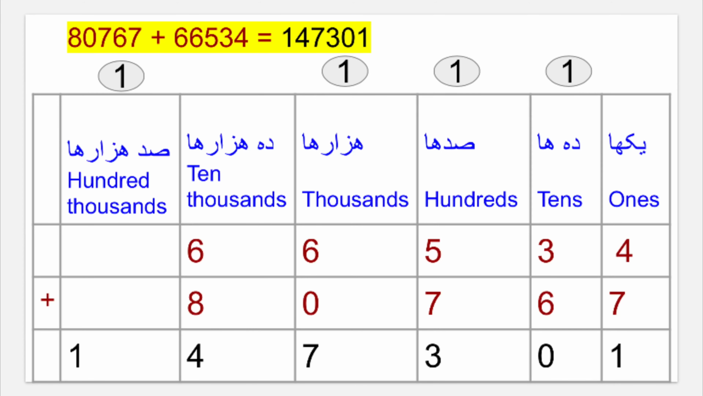4 we're going to put underneath the 10,000s, but the 10 ten-thousands is 100,000. We're going to put it on the top of the 100,000 in the circle, and that circle 1 we're going to bring down and put in the column of 100,000. So the total is going to be 147,301.